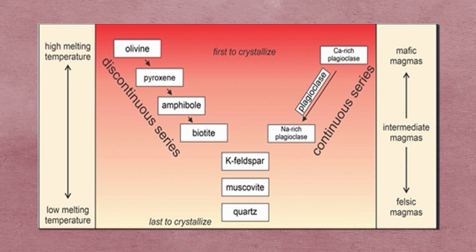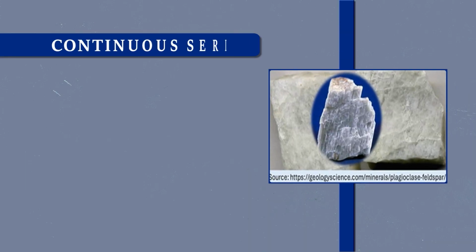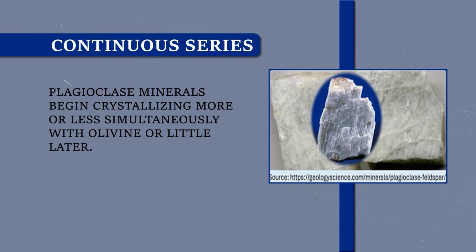On the left you have the discontinuous series and on the right you have the continuous series. On the left you see the composition of magma is continuously changing. Continuous series. This series consists of plagioclase minerals which begin crystallizing more or less simultaneously with olivine. On one side, olivine is crystallizing. On the other side, you have plagioclase mineral crystallizing.